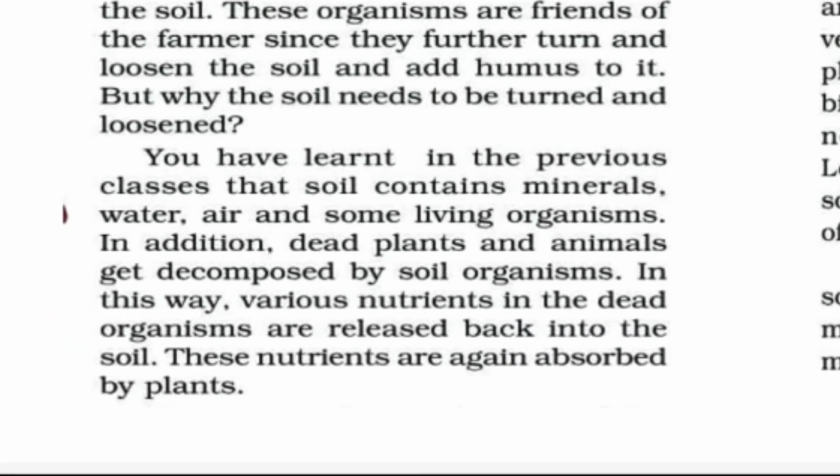In many lower classes you would have learned that soil contains minerals, water, air and some living organisms. In addition to that, when some plants and animals die, they get decomposed by the soil organisms. So in this way, what happens? The various nutrients in the dead organisms are released back into the soil. These nutrients are again absorbed by the plant.